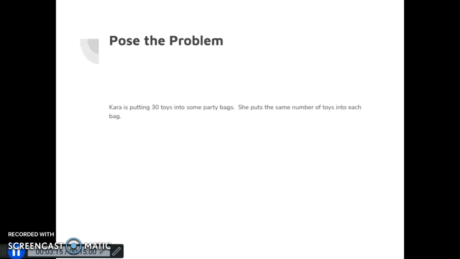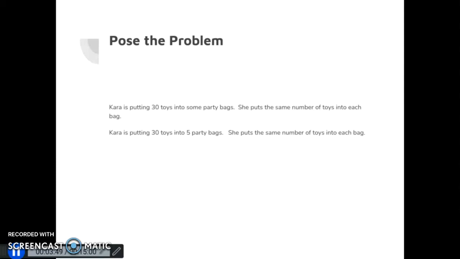So in today's problem of the day, or pose the problem, Kara is putting 30 toys into some party bags. She puts the same number of toys into each bag. So we have the number 30, and we're trying to determine how many that she puts in each bag. So we know that she has some bags, but we don't know for sure what the number is. Now here, if the problem wasn't giving you a number, then you could come up with your own number that would work for this sentence. But I have a surprise for you. I'm giving you that number now.